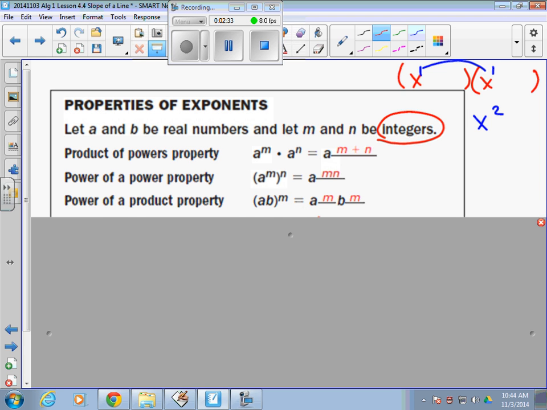What that means is a, b, this is the power of a product property, a times b to the m power. You have to make sure you distribute that m to both of them. That's like saying a to the m times b to the m. Make sure it's given to every part of the term. And we'll have examples to explain what that means in a minute.